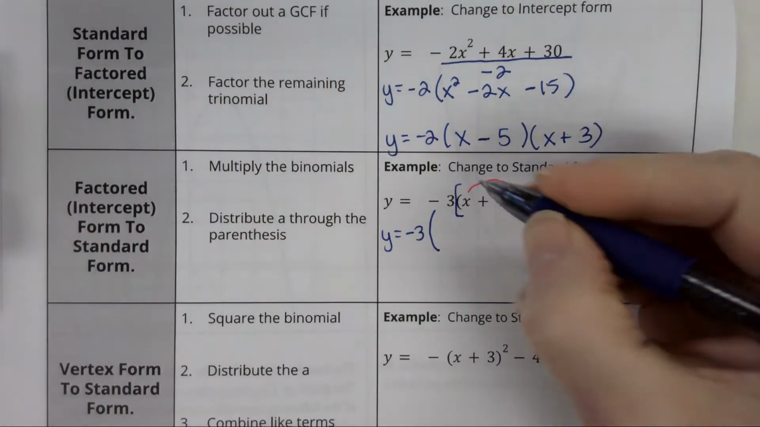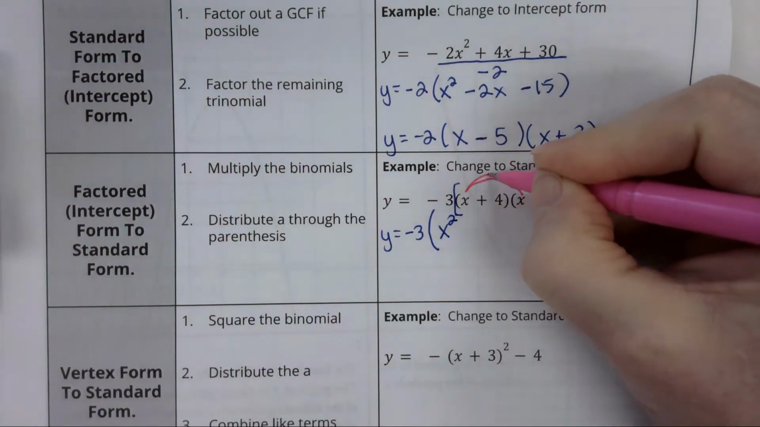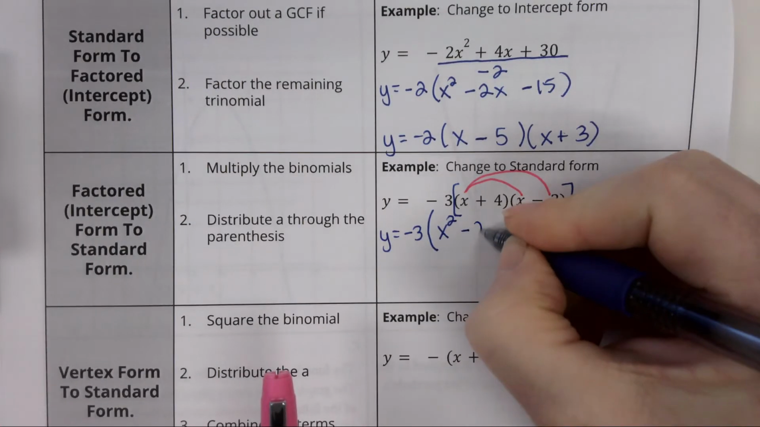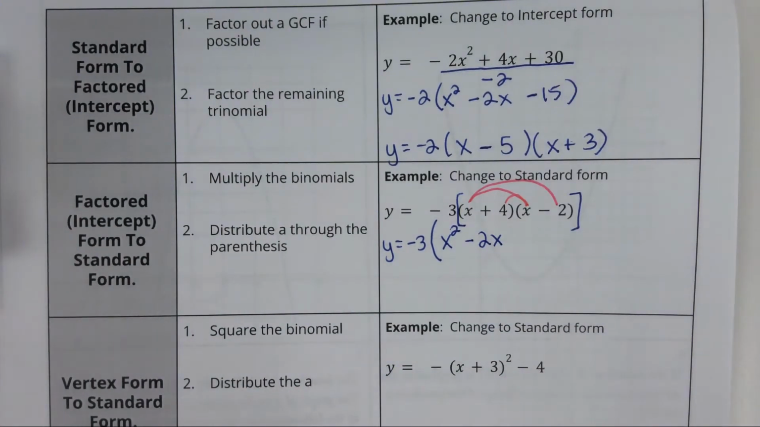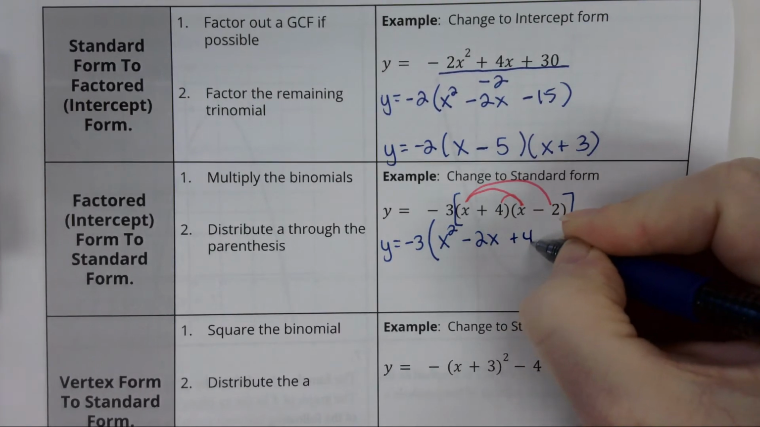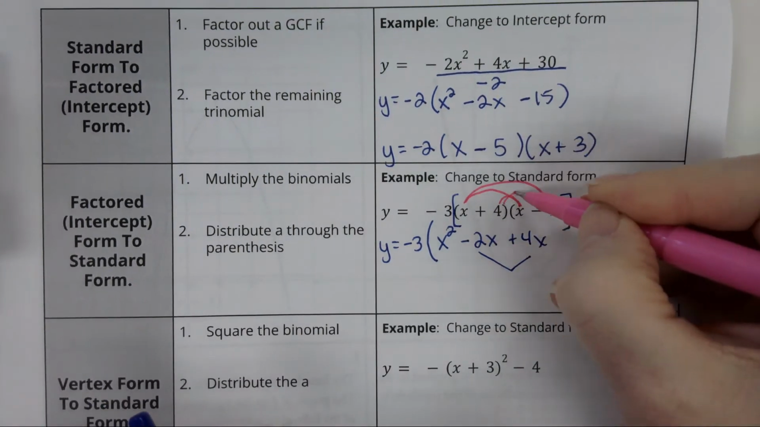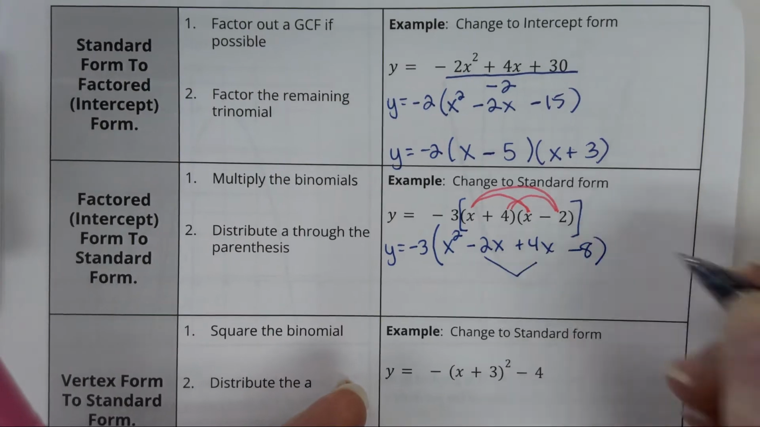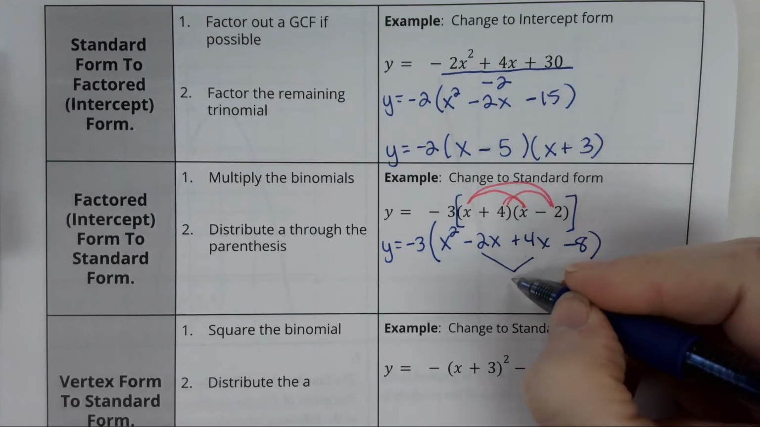All right, so we have to do our firsts. So x times x is x squared. We have to then do our outsides. x times -2 is -2x. Our insides plus 4x. These are like terms. We'll talk about that in a second. And then 4 times -2 is -8. Okay, so just a reminder, those middle 2 terms are going to be like terms. -2x plus 4x combines to be 2x.